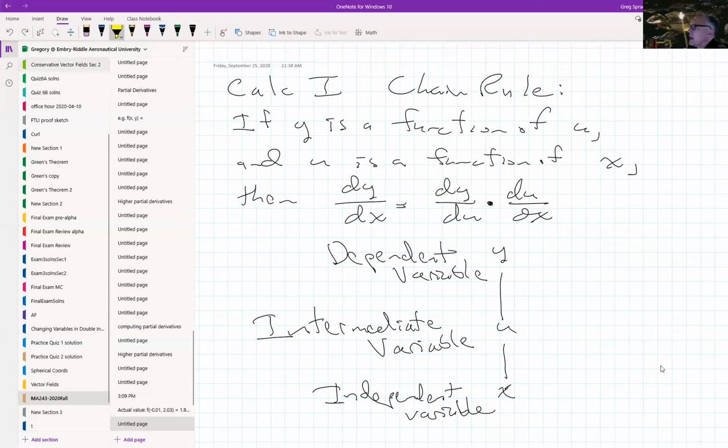Now, what we're going to do today is look at similar situations where there could be more than one independent variable. There could be more than one intermediate variable or both. And we'll find derivatives of y with respect to the independent variable or variables in terms of derivatives between directly connected variables. And for every number of intermediate variables and independent variables, we get a different chain rule.